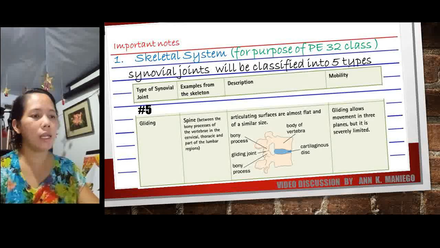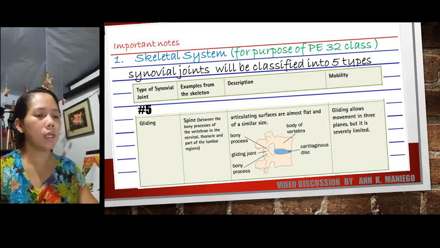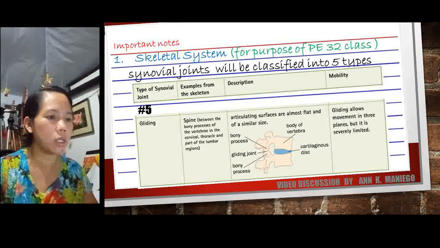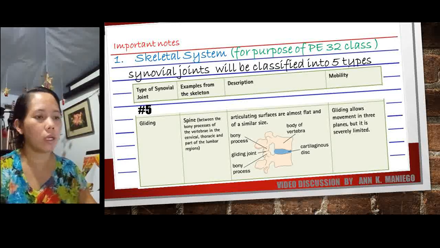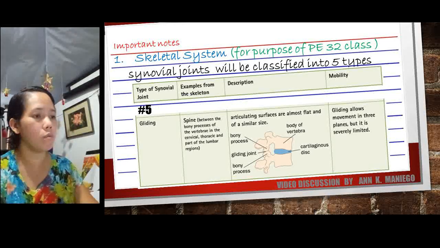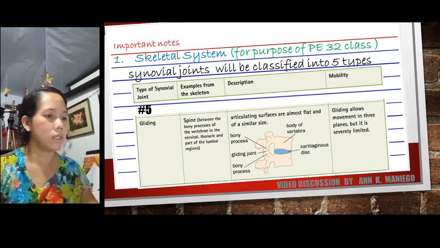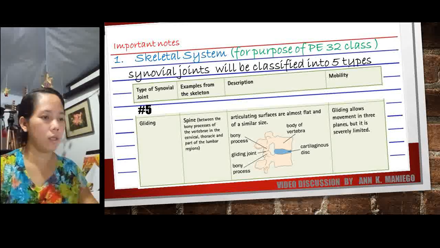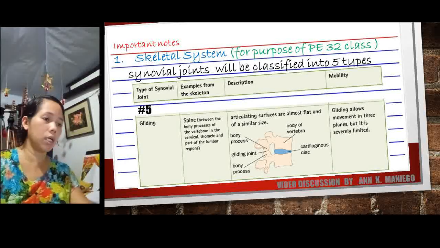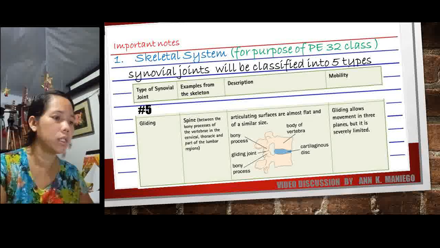Okay, longitudinal axis. Number 5, gliding. Number 5 is gliding. Examples from the skeleton is spine, and then between bony process of the vertebrae in the cervical, thoracic, and part of the lumbar regions. Description: articulating surfaces are almost flat and of the same size. Okay, so imong gliding joints as you move.